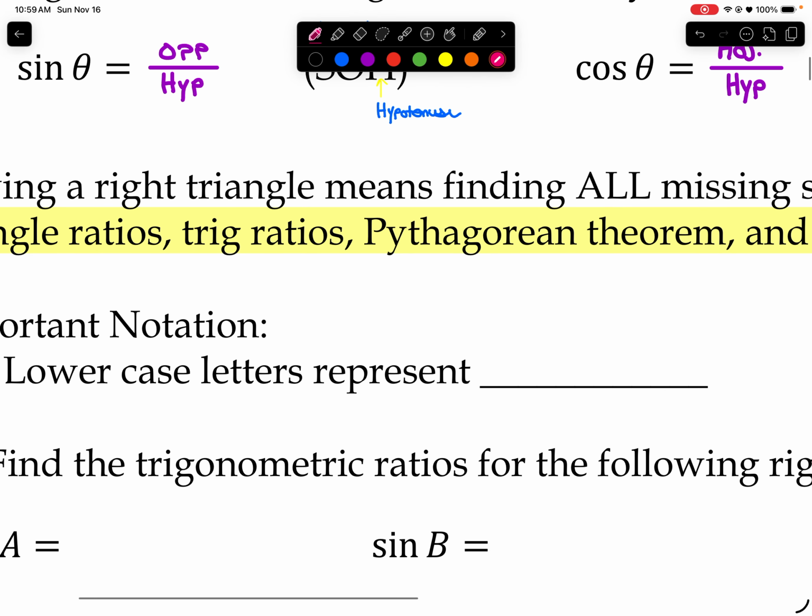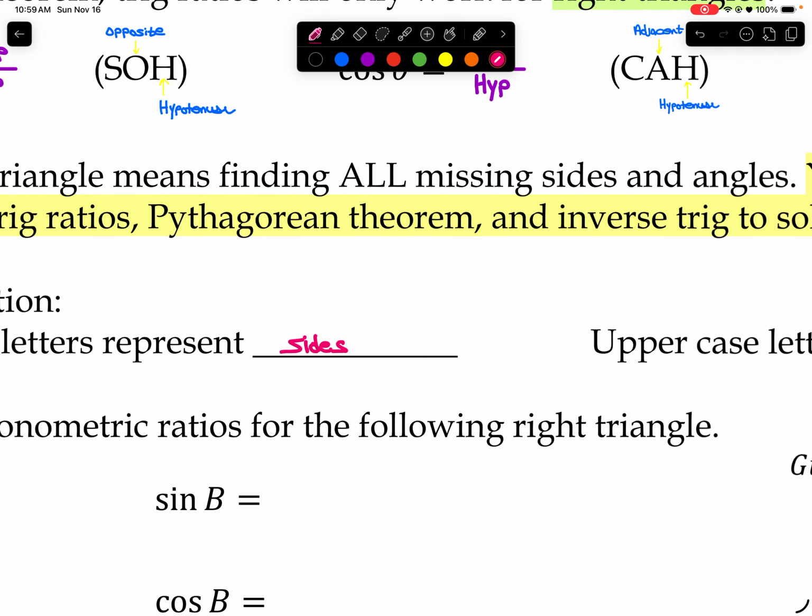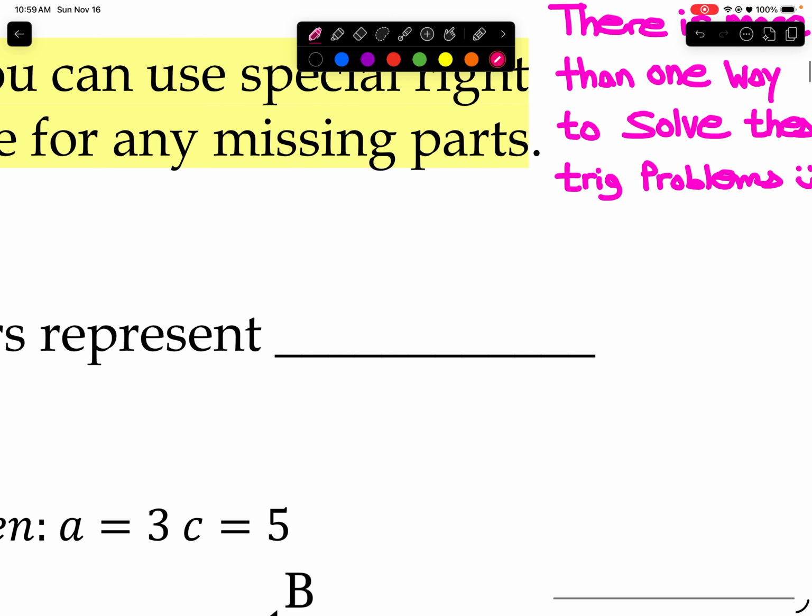So starting off, we're looking at what we call lowercase letters. Well, hopefully you know what those are. Lowercase letters in trig are going to represent your sides, whereas your uppercase letters, or capital letters, are going to represent your angles.